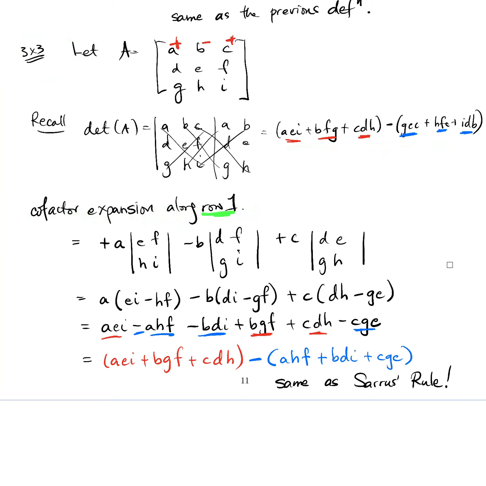We did row 1 here, but it can be any row or column. It doesn't have to be row 1. If we'd done column 1 or column 2, row 3, it doesn't matter, we would have gotten the same value. So in the next videos, we're going to do some examples using this new cofactor expansion, this new definition of the determinant.